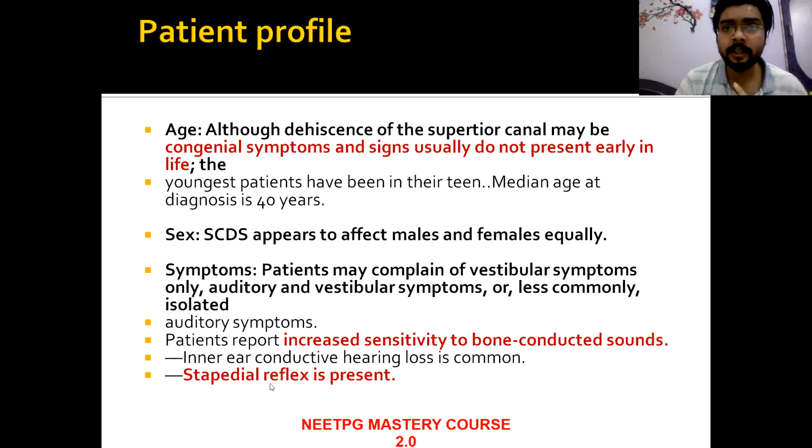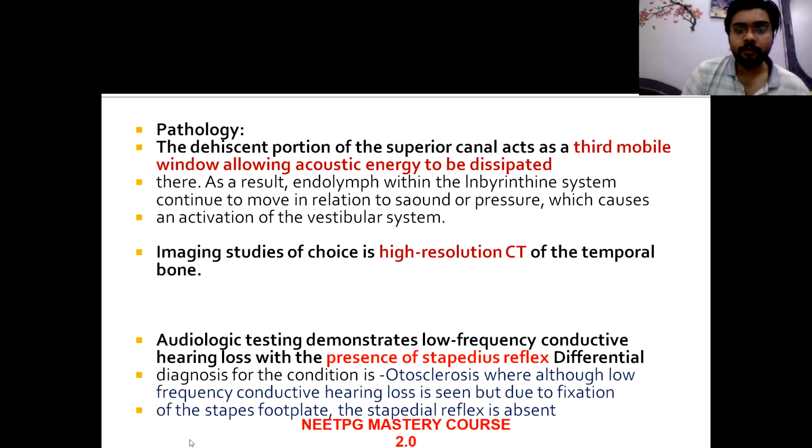Here also you will get conductive hearing loss, and the tympanic membrane will be intact, but in otosclerosis, the stapedial reflex is absent. In superior semicircular canal dehiscence, the stapedial reflex is present, in addition to some other vestibular symptoms like Tullio phenomenon and oscillopsia. So this is very important for you to know. The presence of the stapedial reflex will differentiate it from otosclerosis.